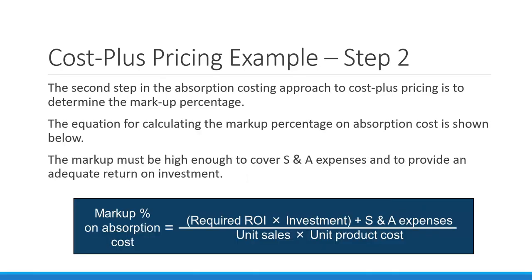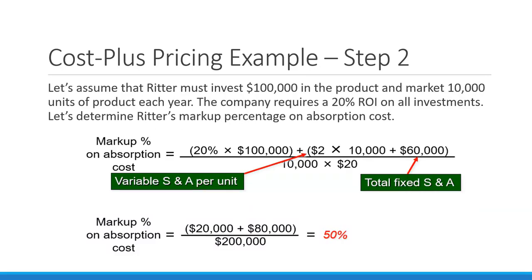We're going to use cost plus pricing. We want to mark up high enough to cover all of our selling and administrative expenses and to provide an adequate return on investment. So we add our total selling and administrative expenses and what our markup is.